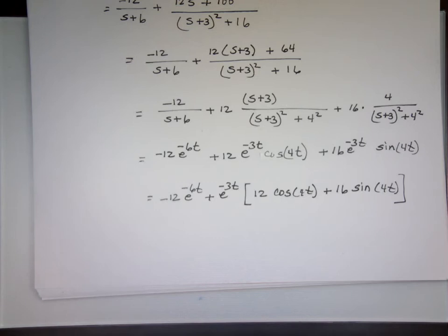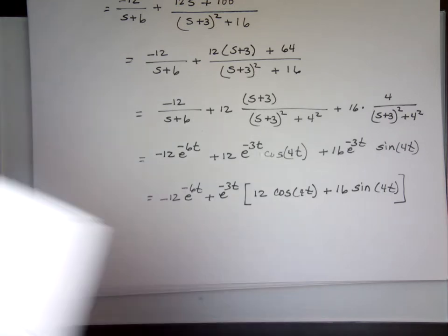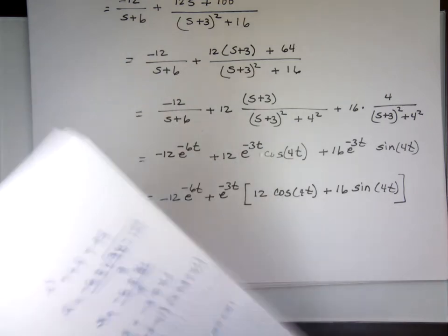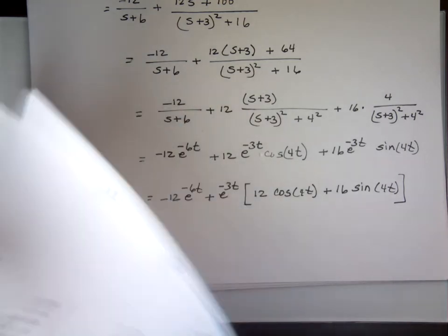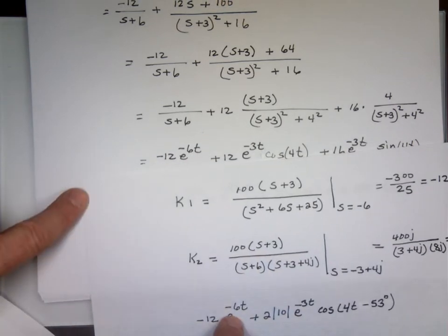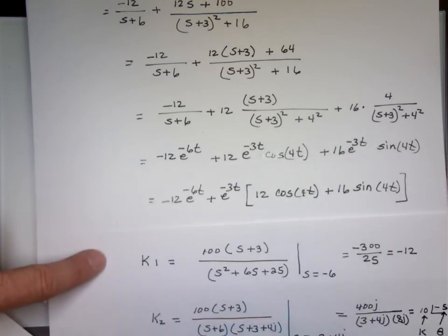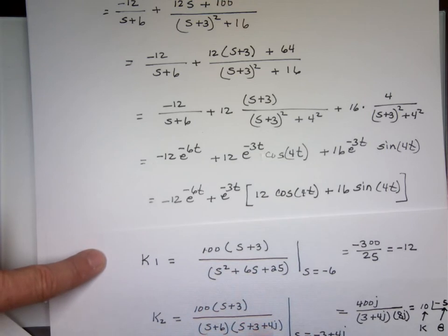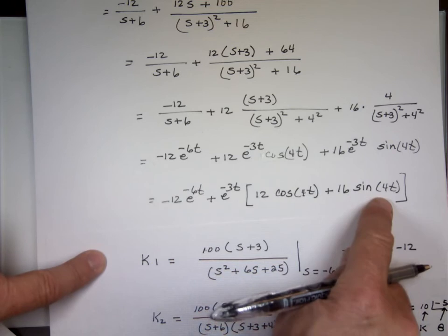Let's compare it to the other method. Let's see if we got some of the pieces in it. It says, here's my other method. Where was it? I said we're going to have negative 12 e to the minus 6t. We got that. We're going to have e to the negative 3t. We got that. Cosine, we try to use a sine cosine using shifting.